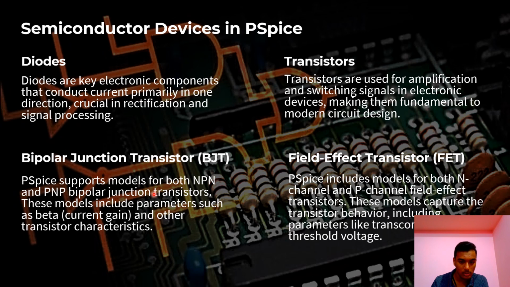Bipolar junction transistor (BJT). PSpice supports models for both NPN and PNP bipolar junction transistors. These models include parameters such as beta, which is current gain, and other transistor characteristics. Field effect transistors. PSpice includes models of both N channel and P channel field effect transistors. These models capture the transistor behavior, including parameters like transconductance and threshold voltage.